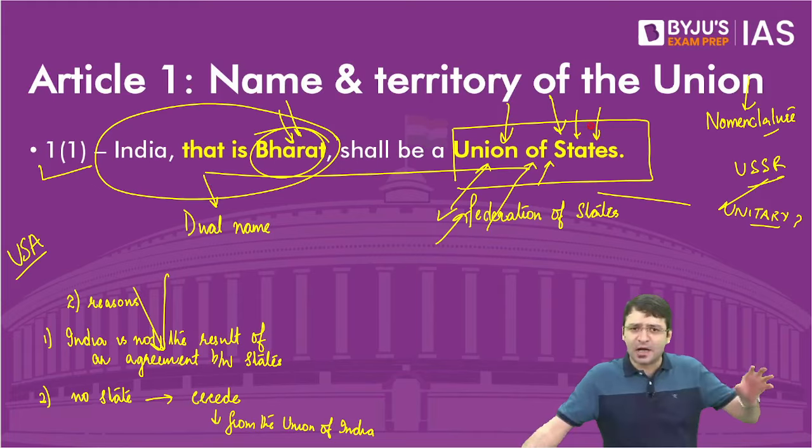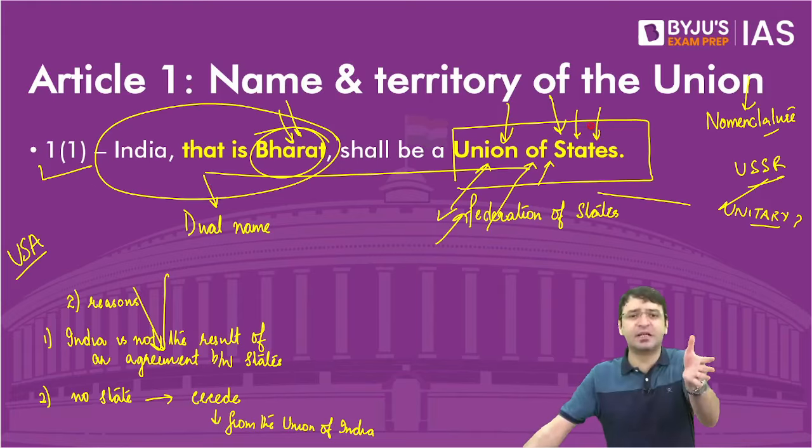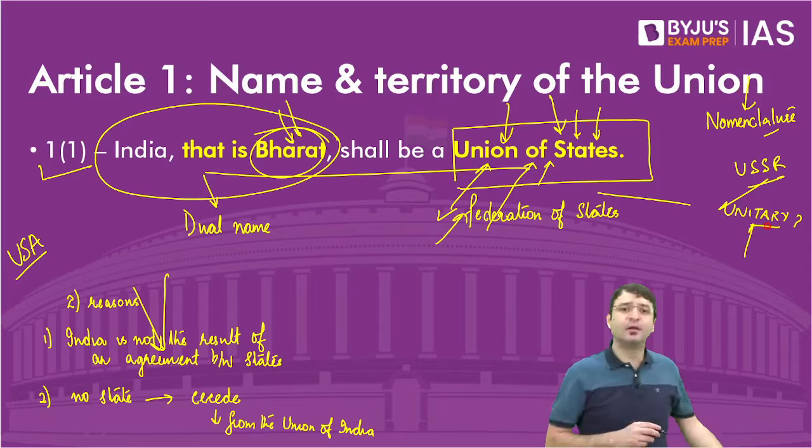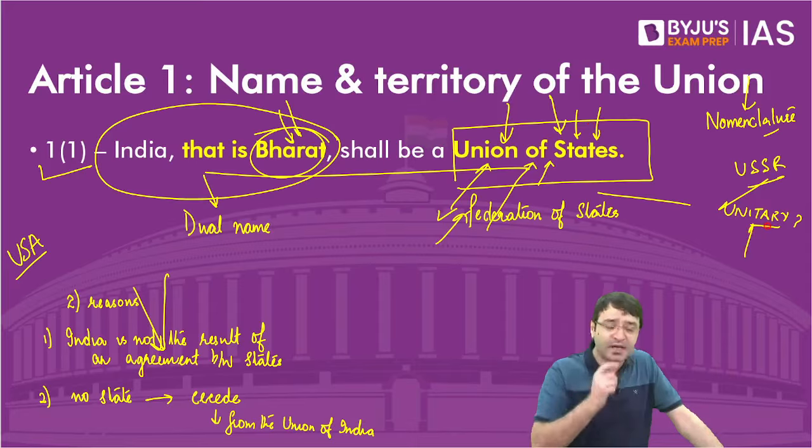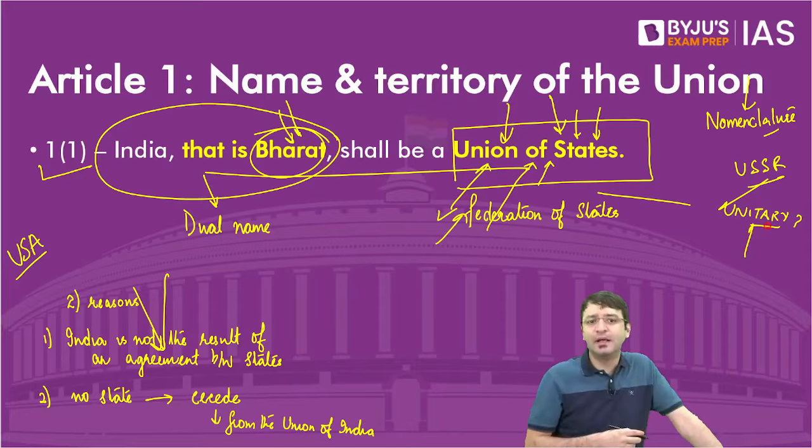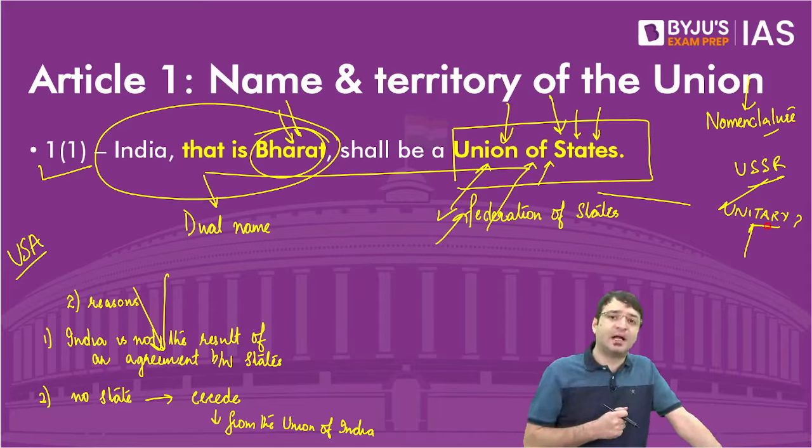Does that mean our constitution explicitly says that the Indian constitution is unitary? Because it says union of states, which means unitary constitution. If it was a federal constitution, then the term would have been India, that is Bharat, shall be a federation of states. Dr. Ambedkar, please elaborate.